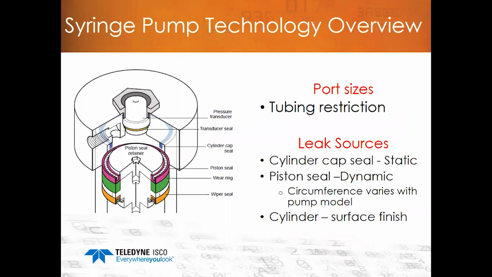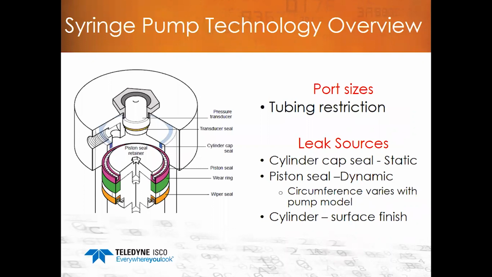The pressure on top will force the lips of the seal out, thereby creating the seal. Under the piston seal is a wear ring which supports the seal and prevents wear on the cylinder wall. The lower seal in yellow is the wiper seal, which cleans the cylinder wall from particulates and salts. Also located on the cylinder cap are two ports which are 180 degrees apart, and either can function as an inlet or an outlet. To reduce restrictions from small tubing, there are optional large port sizes for certain pump models.